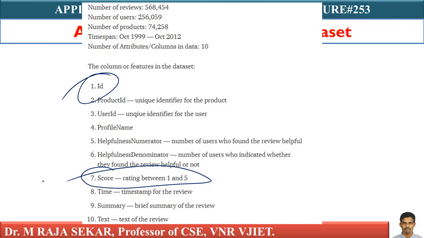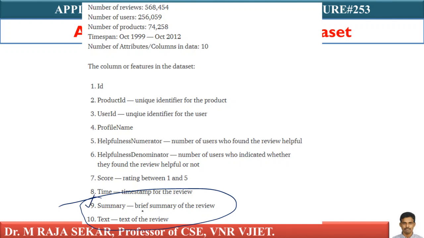If you notice, the most useful feature among all these 8 features, just think from a common sense perspective, the most useful features are 9 and 10. What is the 9th one? Summary, a brief summary of the review. I also discussed the text of the review. This is common sense. Anybody can say these 2 points, summary and text, play a crucial role in predicting whether it is a positive review or negative review.